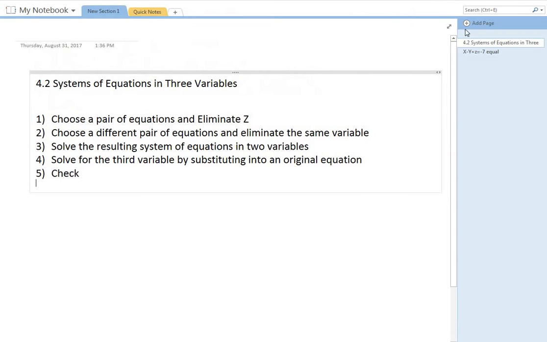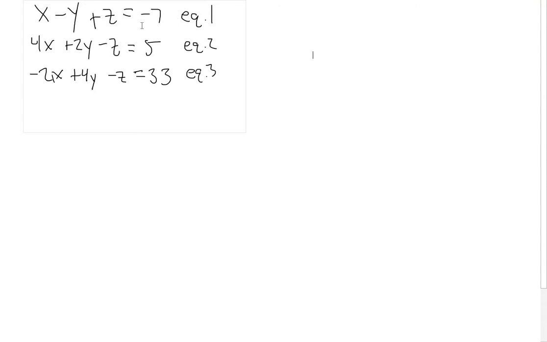So let's go through an example. Let's say, for example, I have x minus y plus z equal to -7. Let's take 4x plus 2y minus z equal to 5. And then let's also take -2x plus 4y minus z equal to 33. So that is -2x plus 4y.